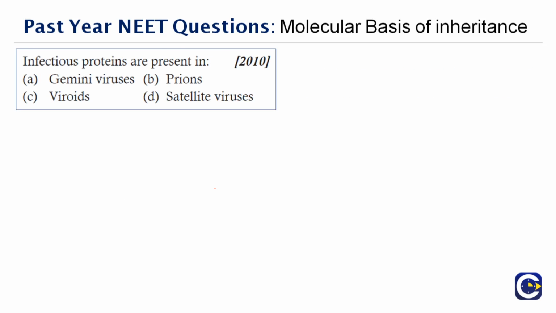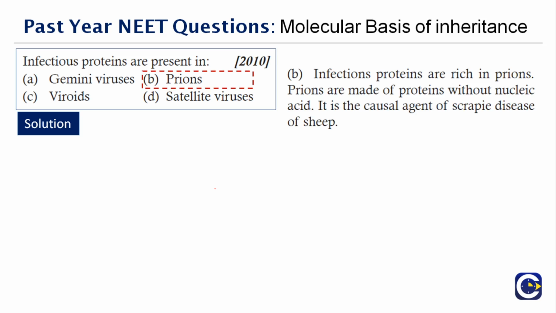Next question. Infectious proteins are present in Dash. So this is a direct question. Infectious proteins are present in prions. These prions are made up of proteins without nucleic acid, and that's why they are the causal agent of scrapie disease of sheep. So far we haven't identified any disease in humans or many other animals, but usually this is more associated with the scrapie disease of sheep, and here you don't have any specific nucleic acid or genetic material, it's just the proteins. But these proteins seem to be infectious, and that is why they cause diseases in other living organisms. Therefore the right answer is option B.